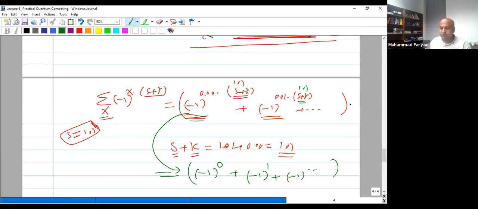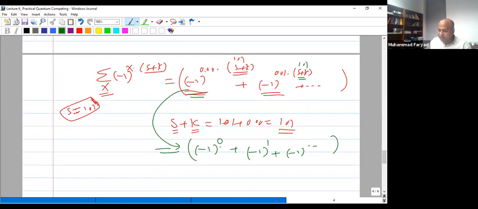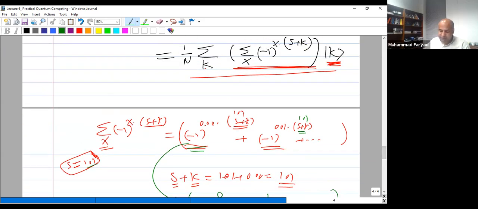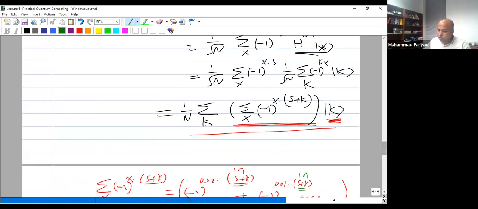And you can work out and you will see that half of the time it is 0 and for the other half of the time it is 1. So it means I'm adding -1 power 0 and -1 power 1, with half of them negative and half of them +1. So this sum will return to 0. So if the secret bit string is 101, the coefficient of the first term in this grand sum is going to be 0.